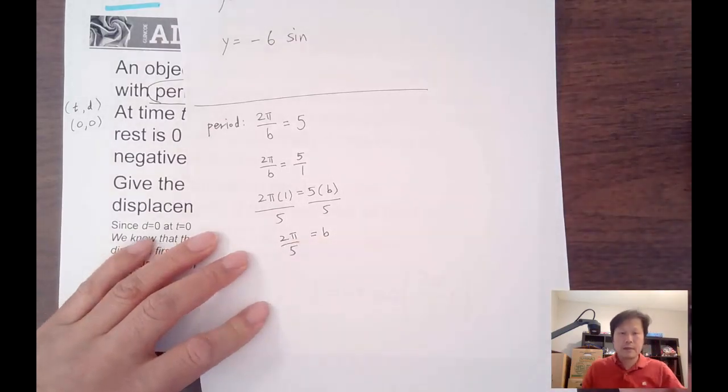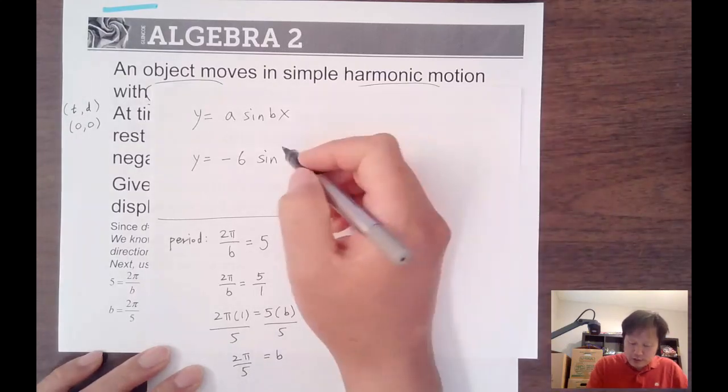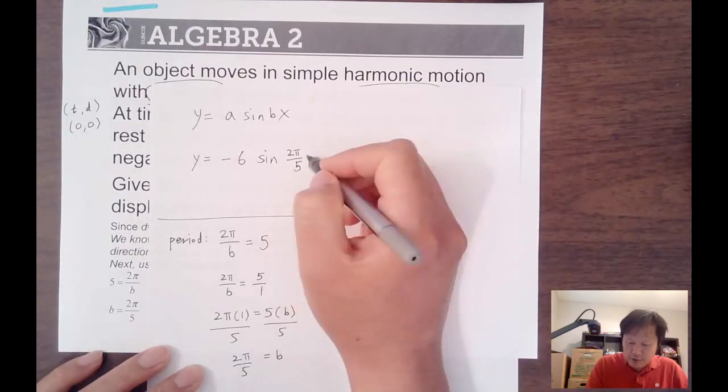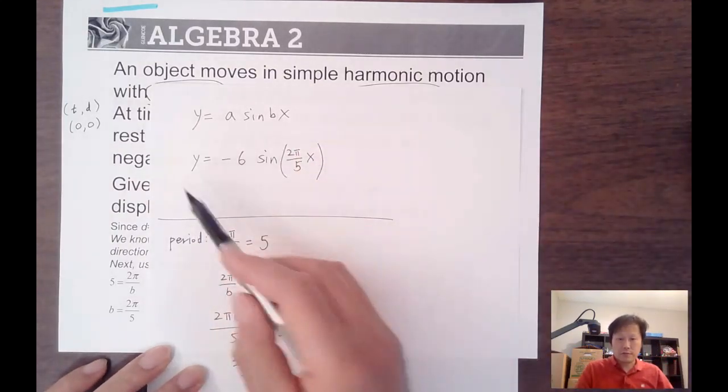Okay, we needed the b value, which we just calculated. 2 pi over 5 times x, put a parenthesis, and that is your answer. Minus 6, yes.